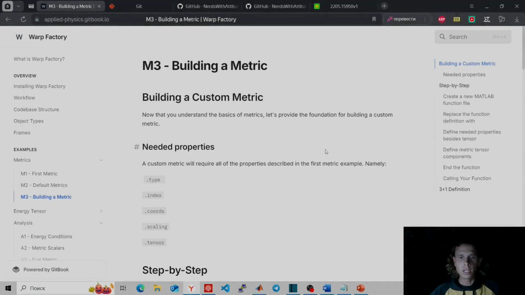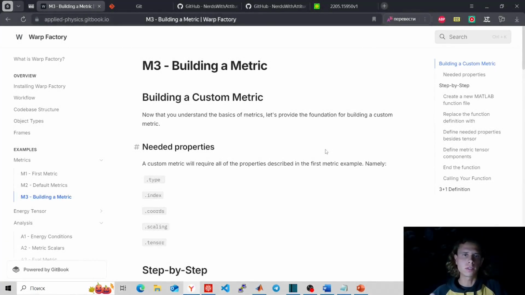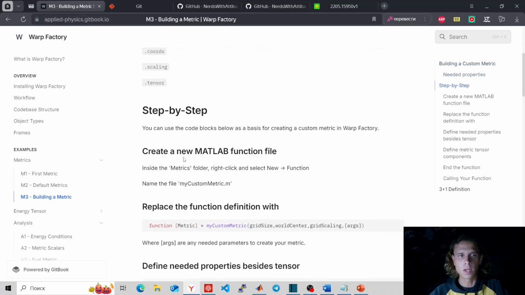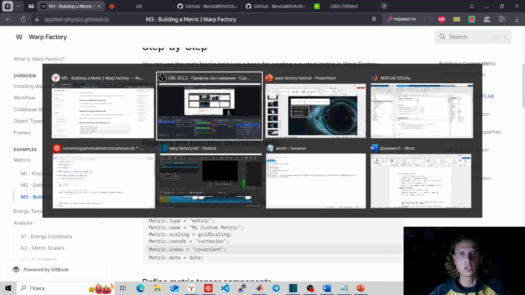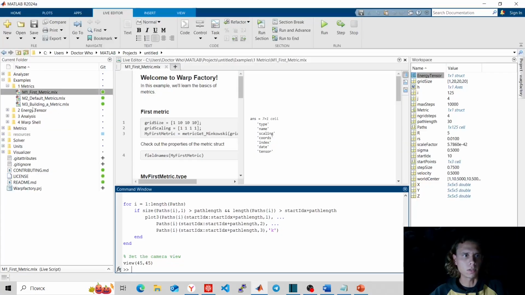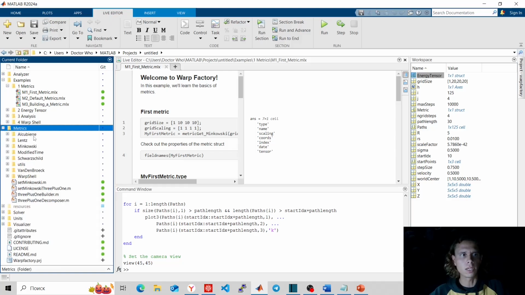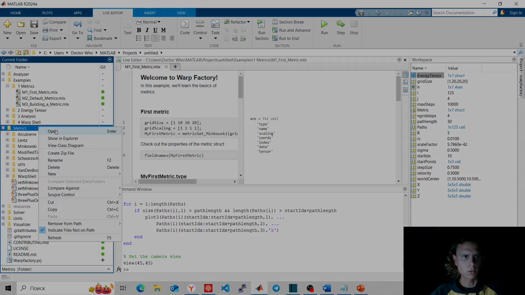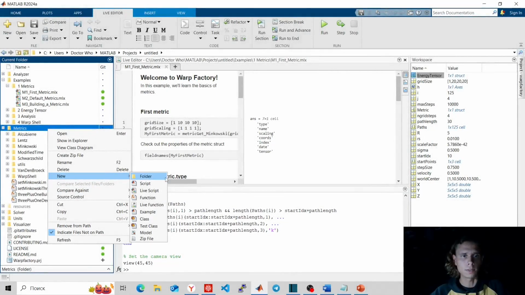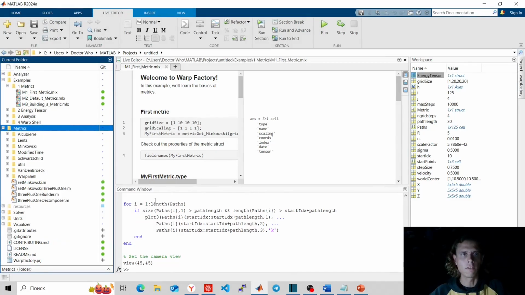So finally, let's create our own metric, because that's what it is all about. We have to create our own metrics, analyze them, and hopefully find a warp drive without exotic matter or something like this. And for that we need to do the following. We have to go inside the metric folder and create a new function. The metric folder is right over here and contains all of these default metrics. So I click right and what should I do? New, and then I have to specify function.